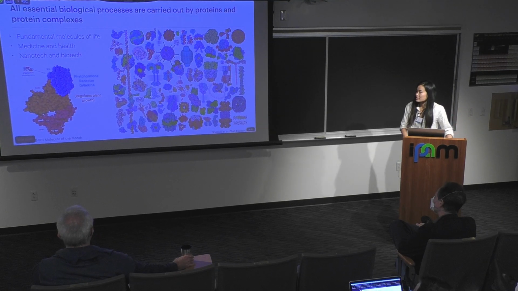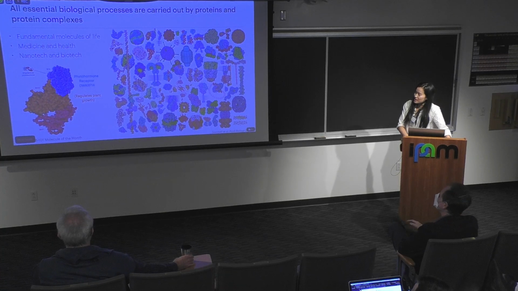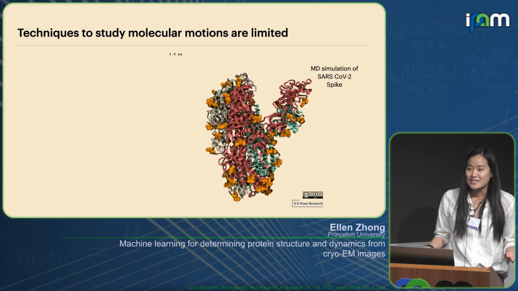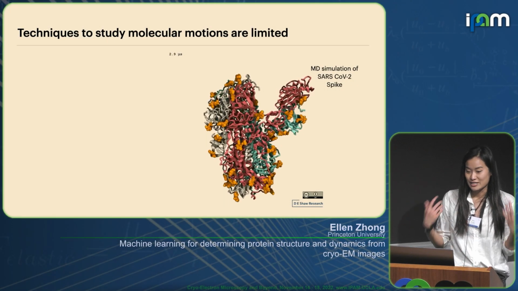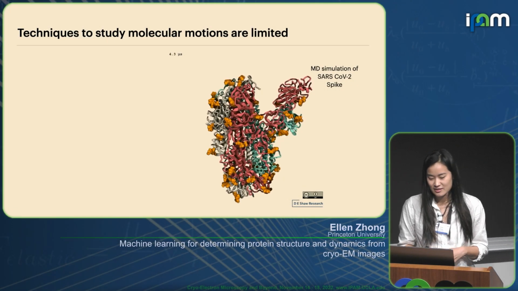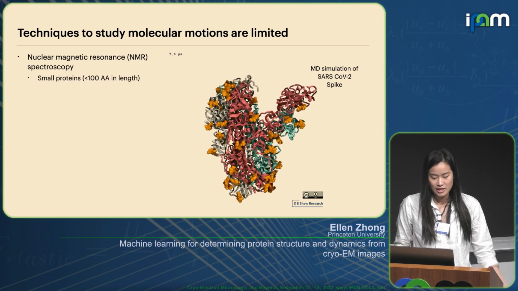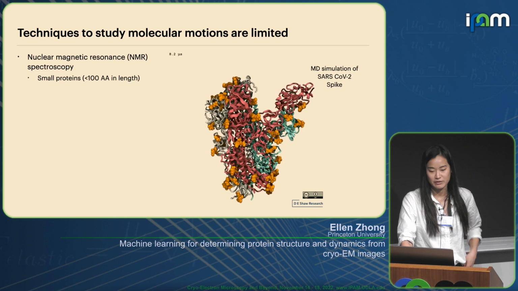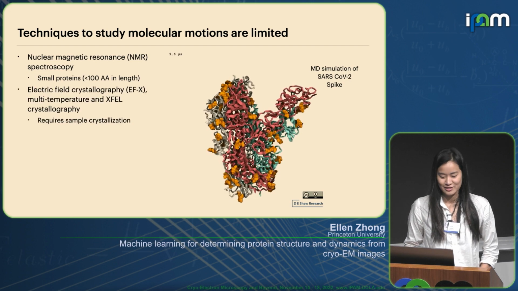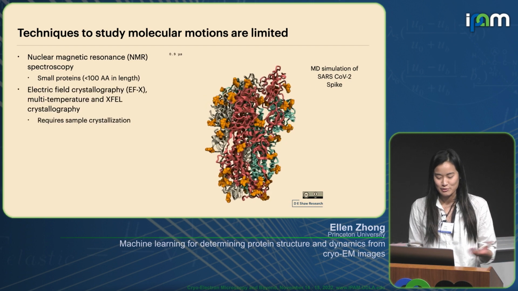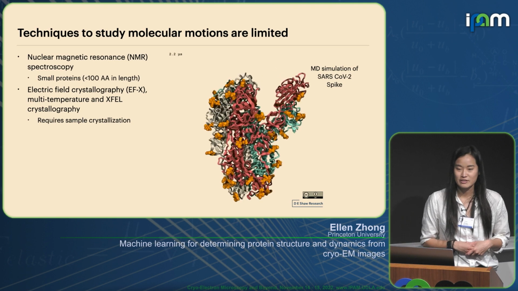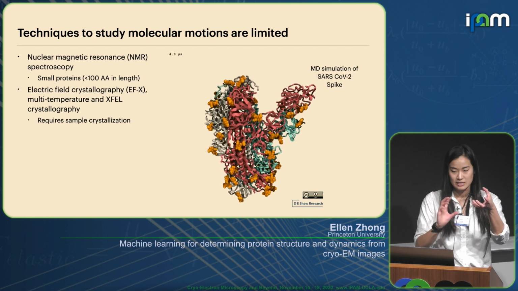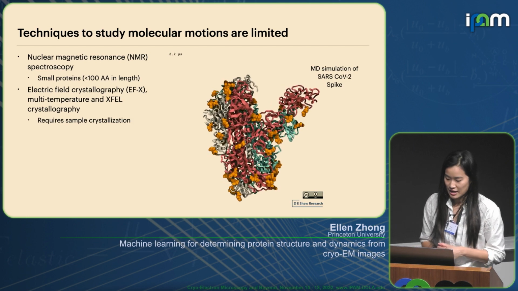They're really beautiful. They show the different shapes and sizes of these protein machines. But what's missing is that these complexes are actually very dynamic. And unfortunately, techniques to study molecular motions are rather limited. We have NMR, which is limited to really small proteins, about 100 amino acids in length or shorter. We have what I like to call avant-garde crystallography-based approaches like EFX and XFEL crystallography. However, it still requires sample crystallization, and you can see some of the mechanical deformations, but this is quite early days.